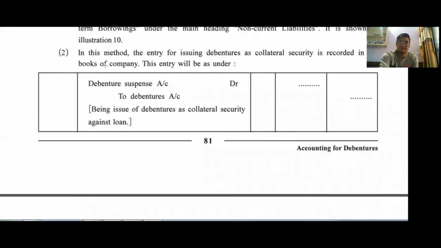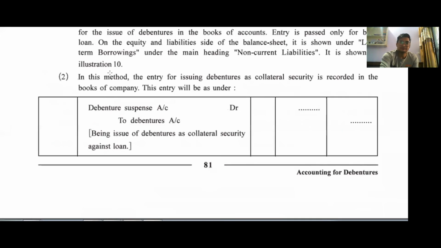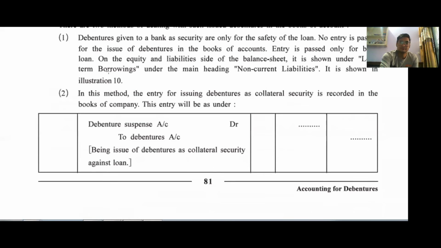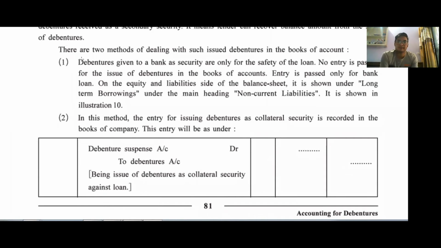Now there are two methods when issuing debentures as a collateral security. In the first method, debentures are given to the bank as a security for the safety of the loan. Then no journal entry is passed for the issue of debentures in the books. Only in the balance sheet we show on the liabilities side that we have taken a loan from the bank. On the other side, our debentures are mortgaged.